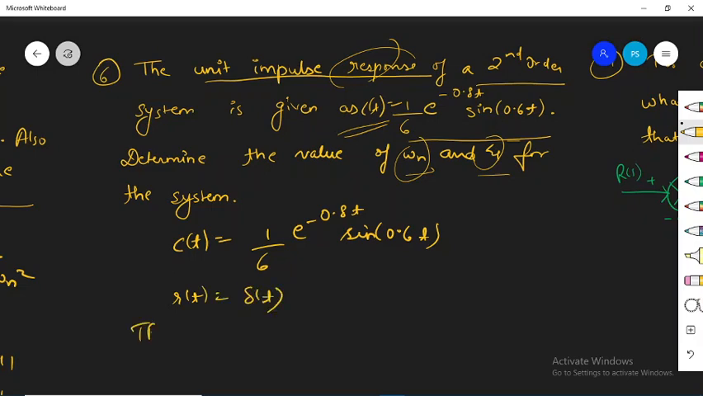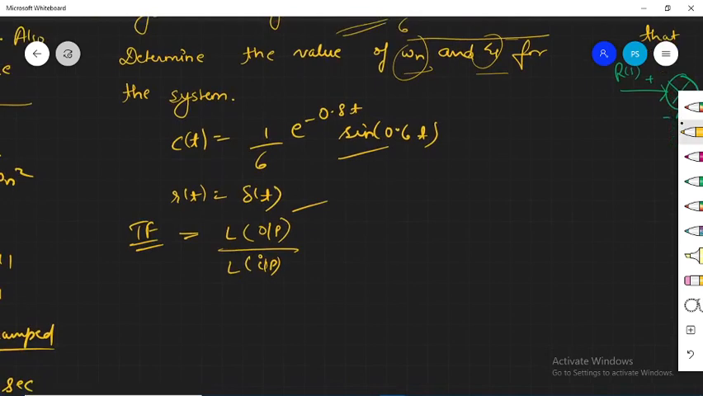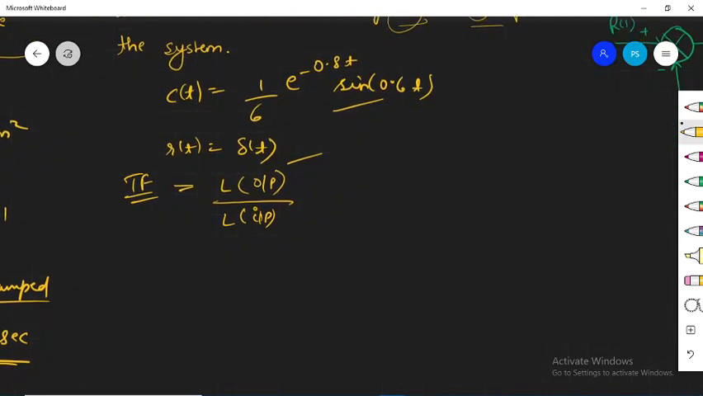If you want to find the transfer function, it's simple. Just find out the Laplace of output divided by Laplace of the input. Output is given, input is given. You just have to take the Laplace transform of these. So you have to take the Laplace transform of the output.